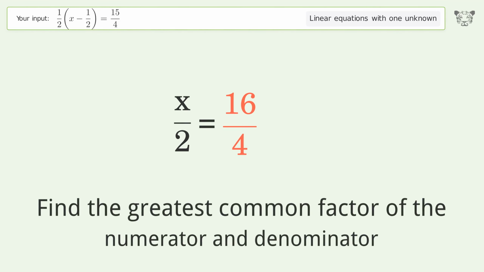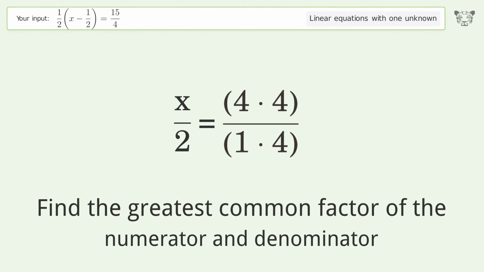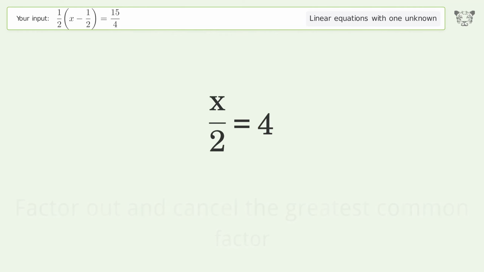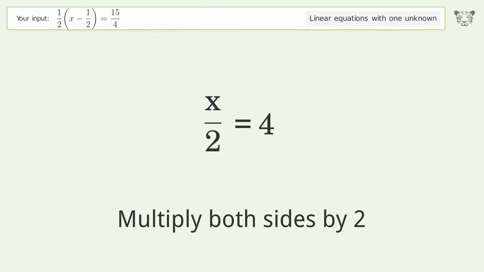Find the greatest common factor of the numerator and denominator. Factor out and cancel the greatest common factor. Isolate the x. Multiply both sides by 2.